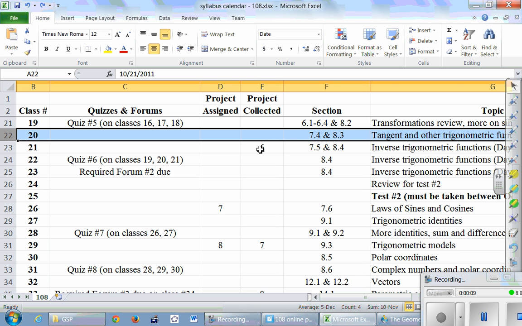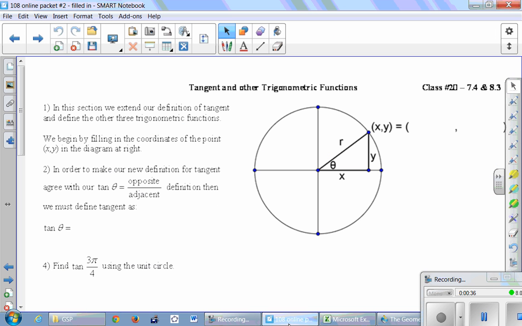Note that Project 6 is collected next class, so take a look on the syllabus calendar for the date. After that, there'll be a break between the collecting of Project 6 and the assignment of Project 7. In that break, you will have quiz number 6, required form number 2, as well as a response to somebody else's required form post. That's due class 25. And then test number 2, take a look at the syllabus calendar for the window for you to take test number 2. So let's get started here in the class notes.